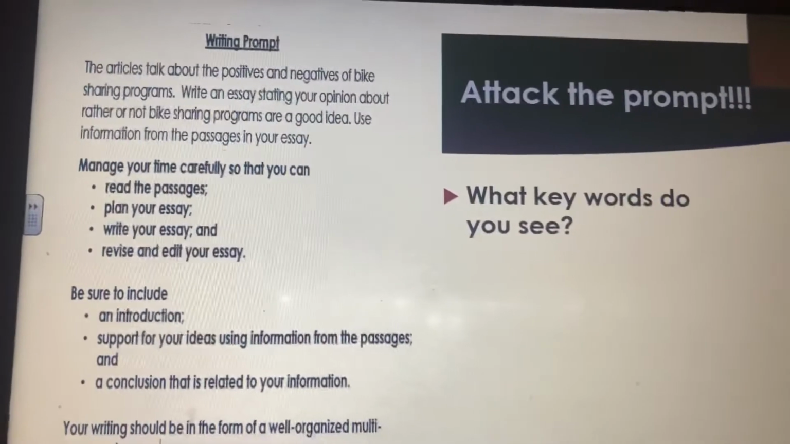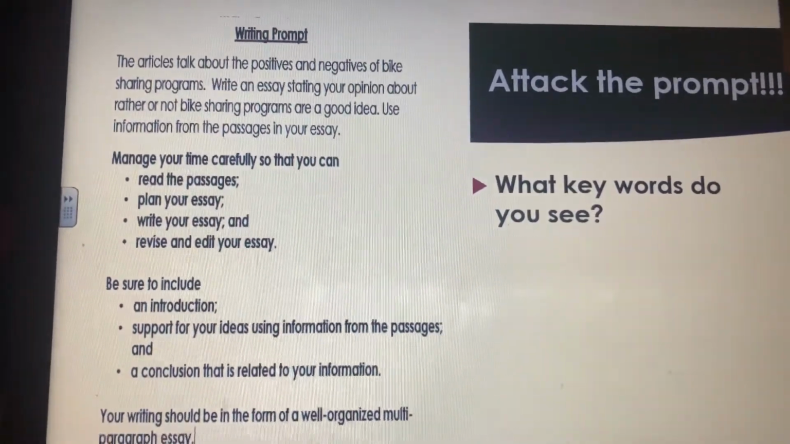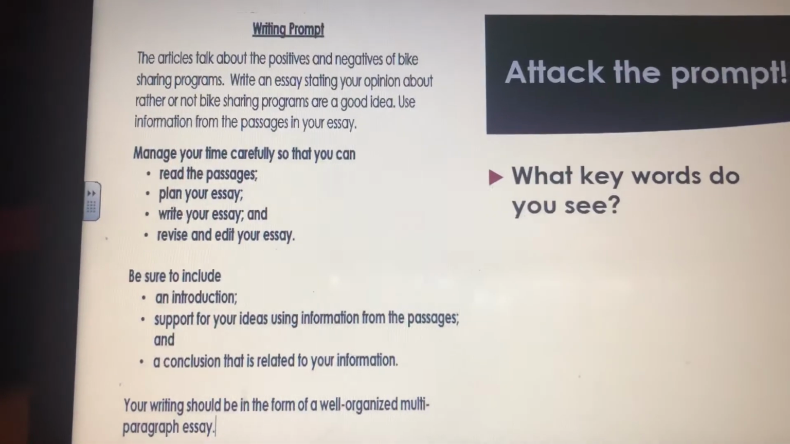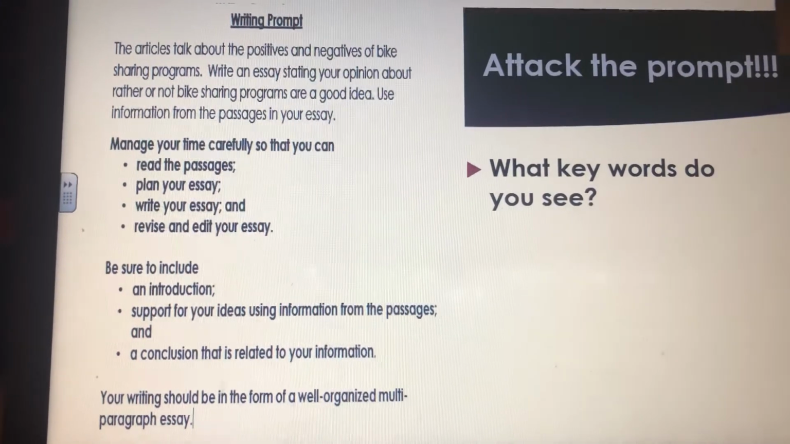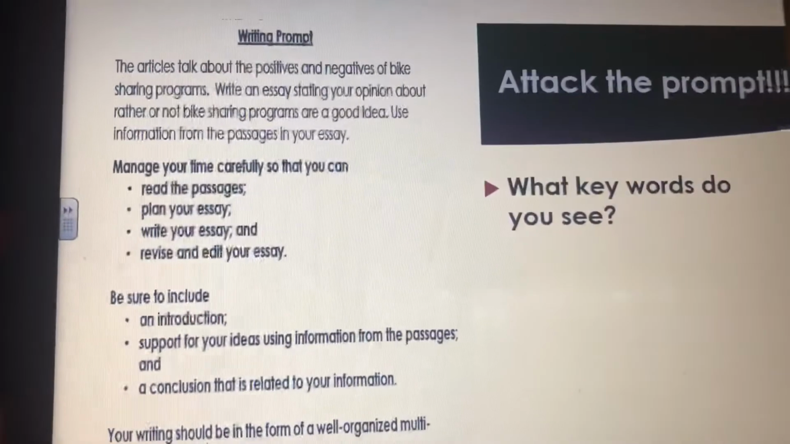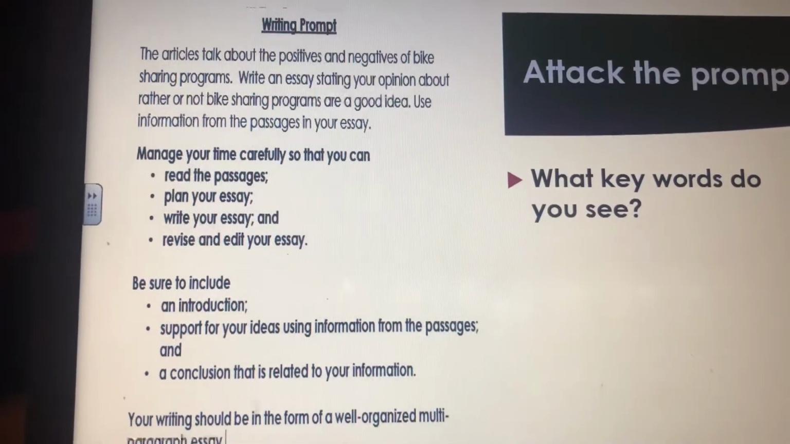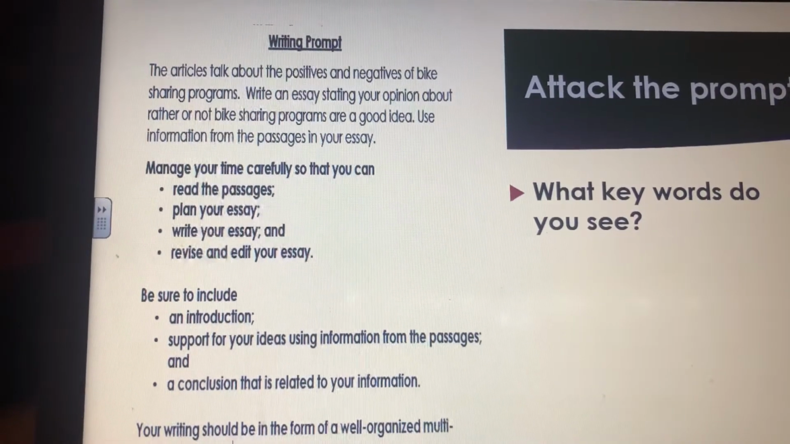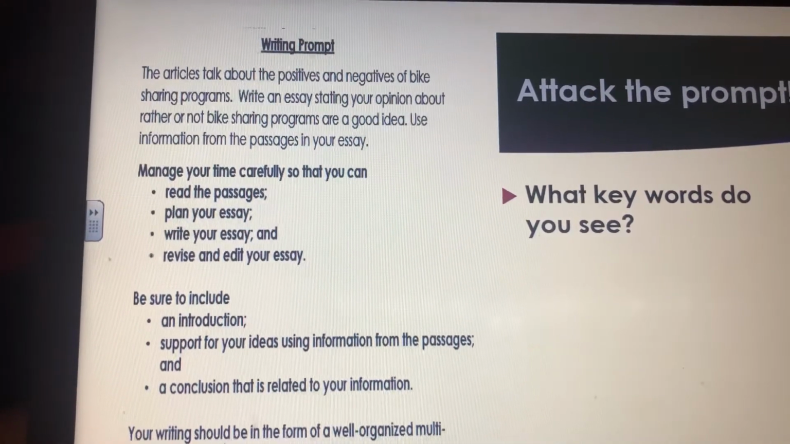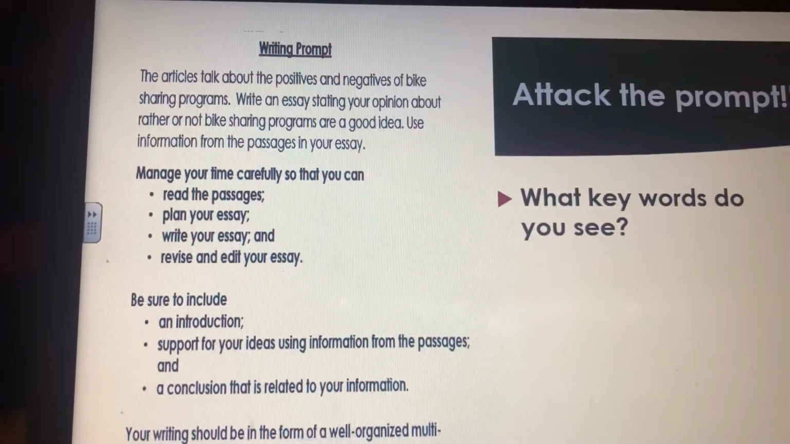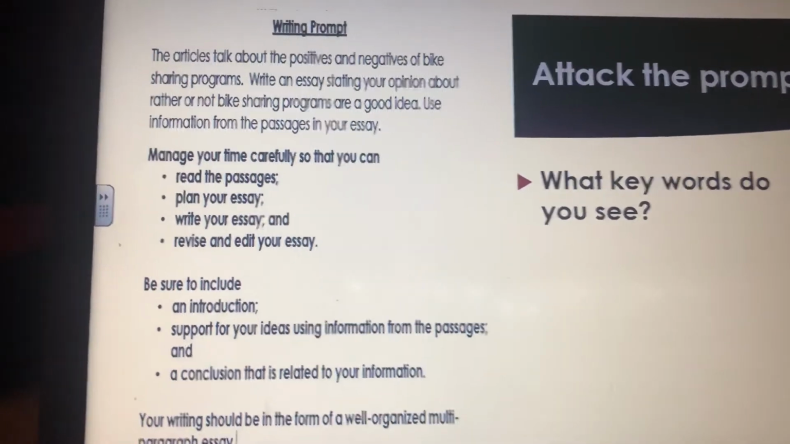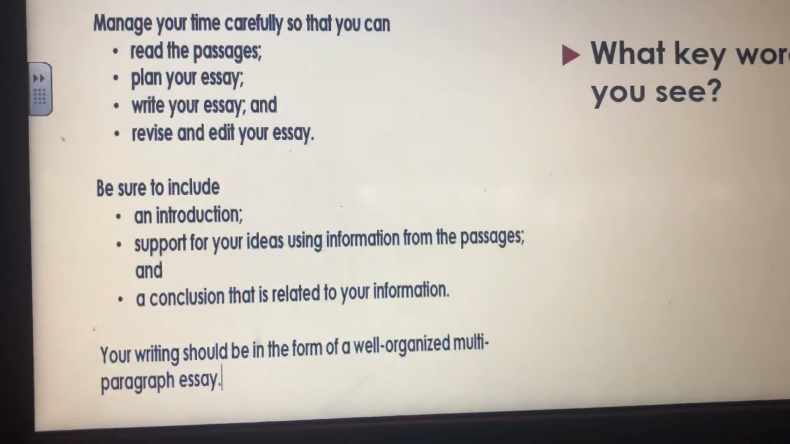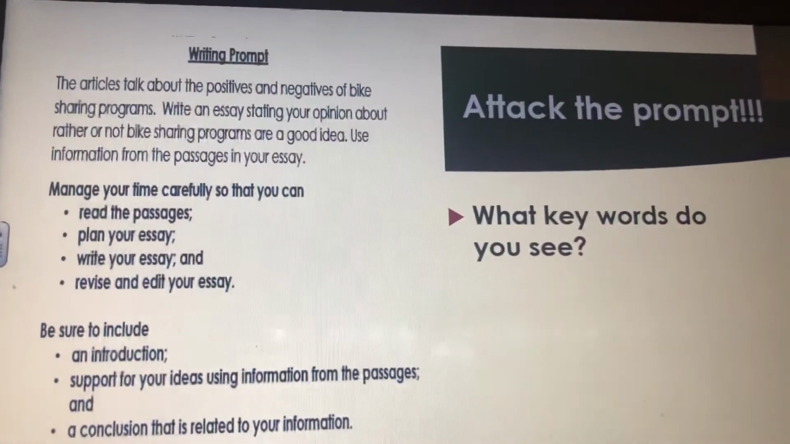Now, really quickly, you're going to watch me go through modeled instruction, where I'm going to do the 2 steps that we just talked about, okay? The first step said to attack the prompt. So let's look at what my writing assignment is. My writing prompt says the articles talk about the positives and negatives of bike sharing programs. Write an essay stating your opinion about whether or not bike sharing programs are a good idea. Use information from the passages in your essay. All of the other information here just gives you helpful hints once you start writing. So let's jump right into attacking the prompt.